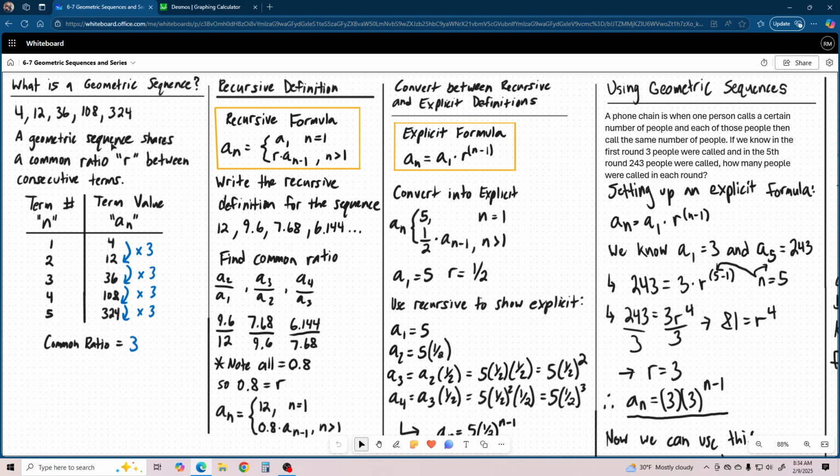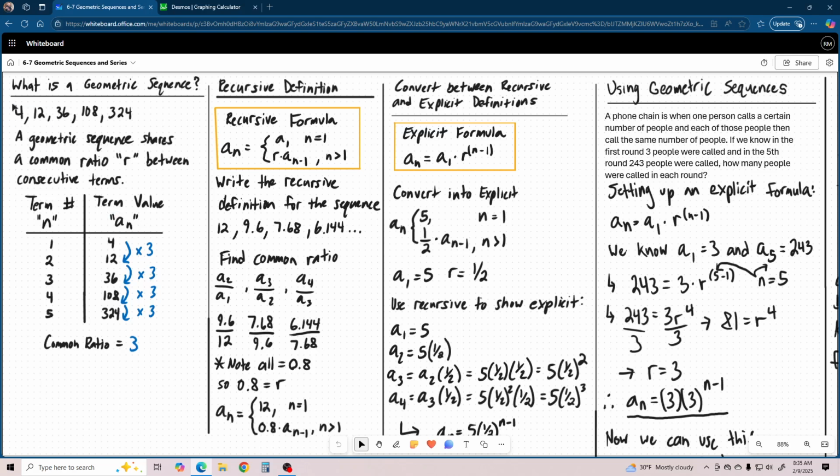So let's look at this number here. We have 4, 12, 36, 108, 324, right? We're clearly multiplying by 3 each time, which makes this a geometric sequence. So a geometric sequence shares a common ratio, r, between consecutive terms. We have the term number, which we call n, like this would be n equals 1, 2, 3, 4, 5, and then a sub n is the value of the term.